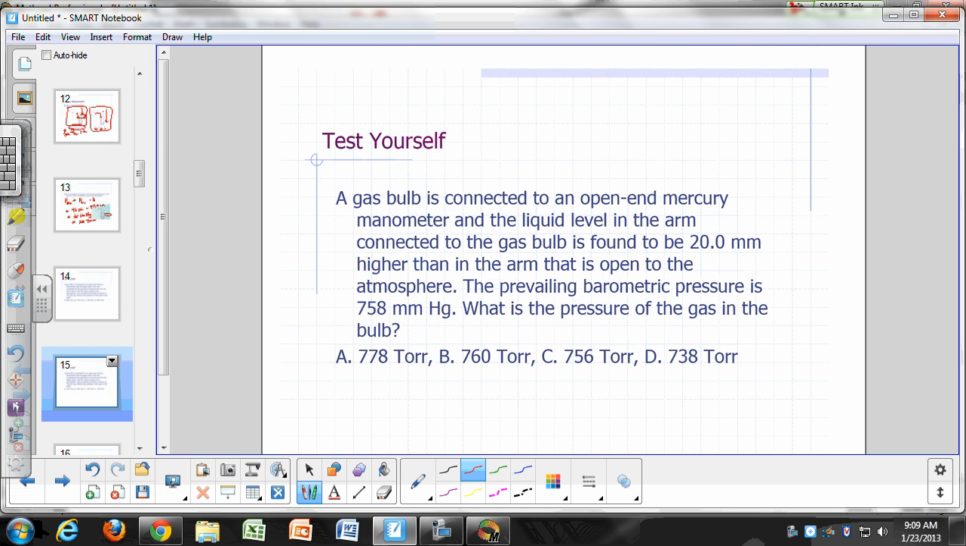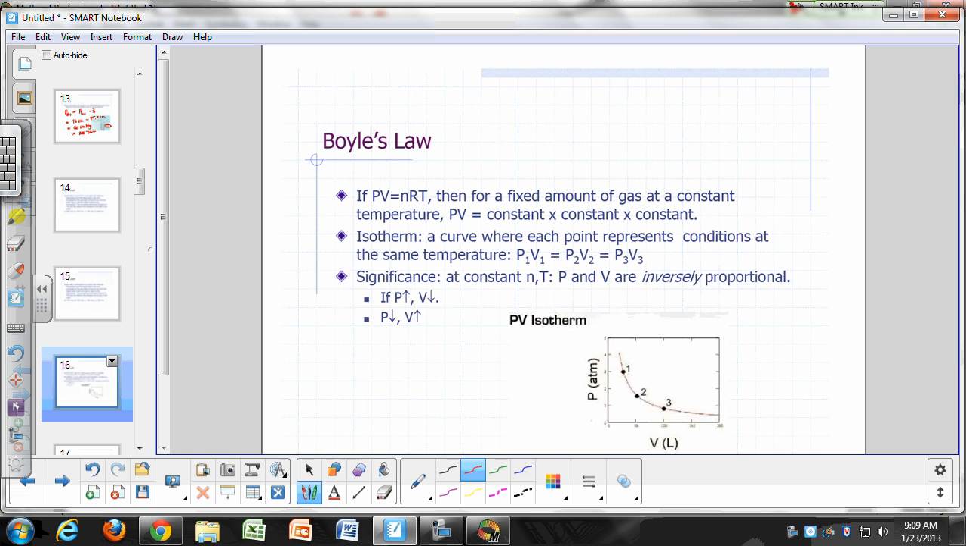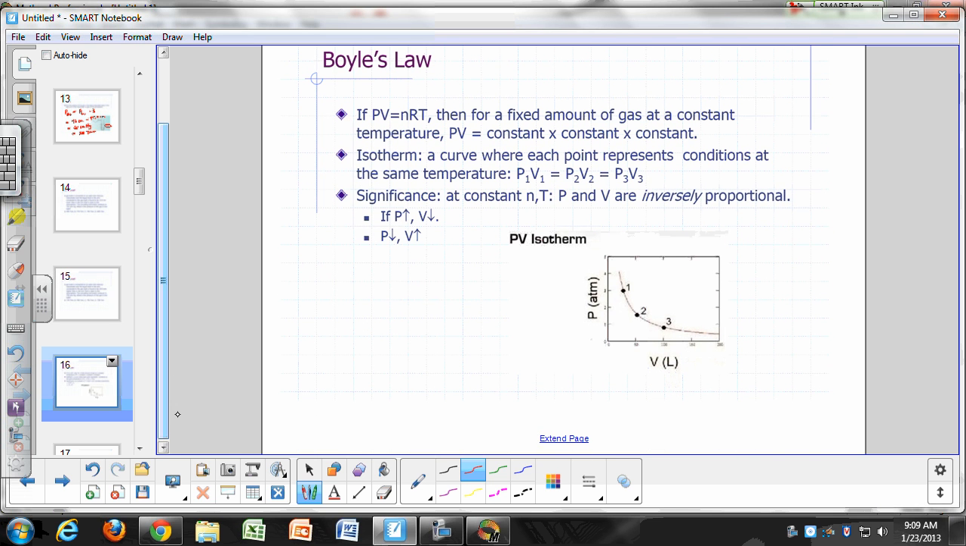Slide 14. Let's talk about the ideal gas law now. Let's look at implications of the ideal gas law.